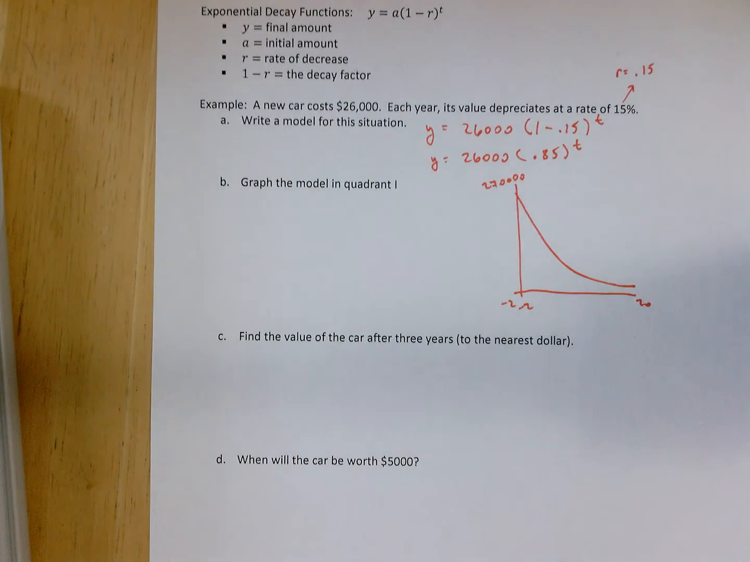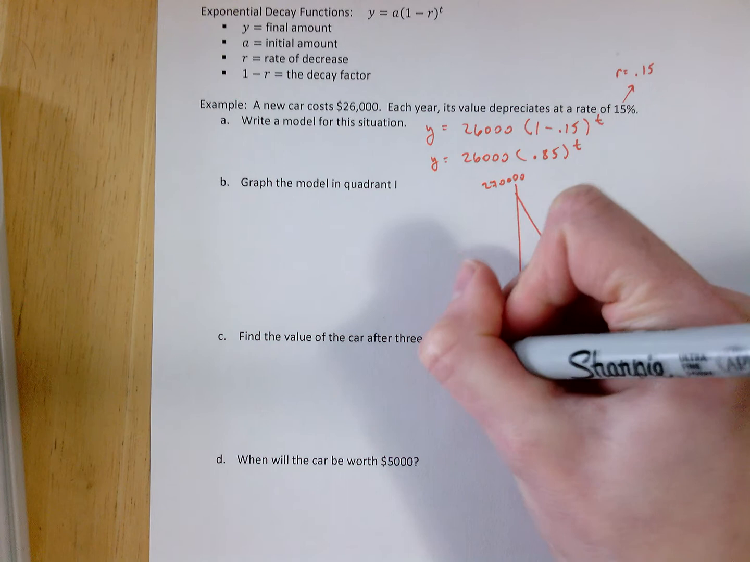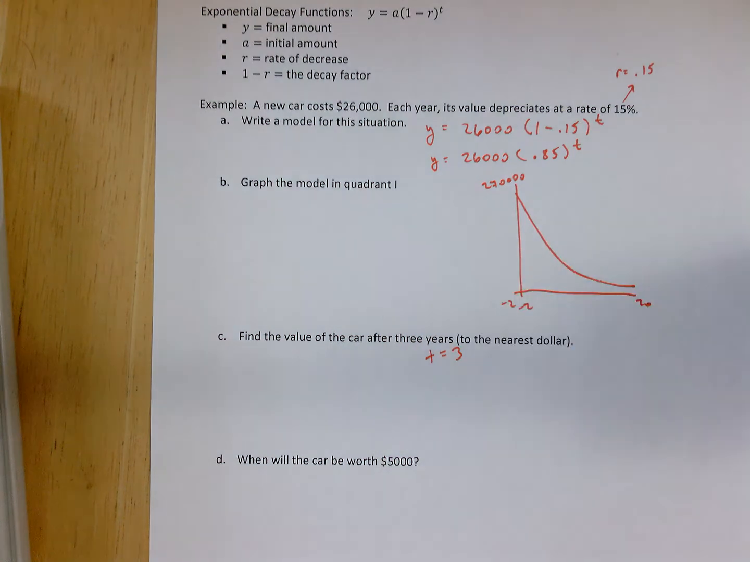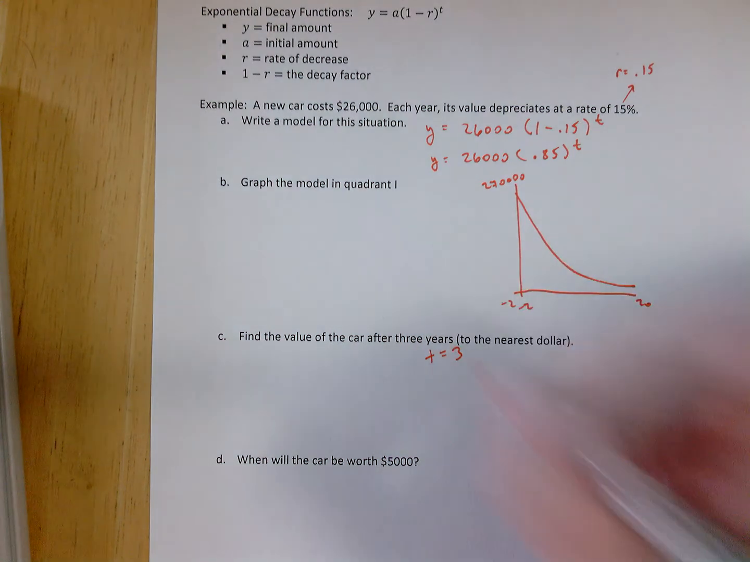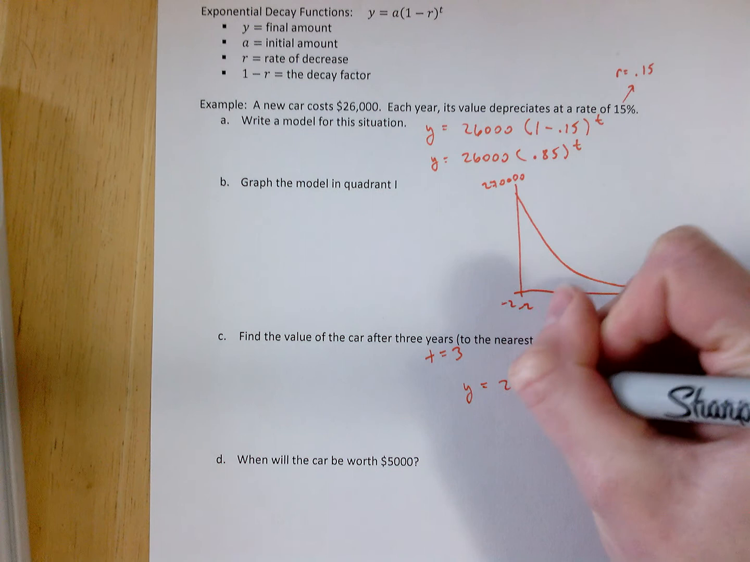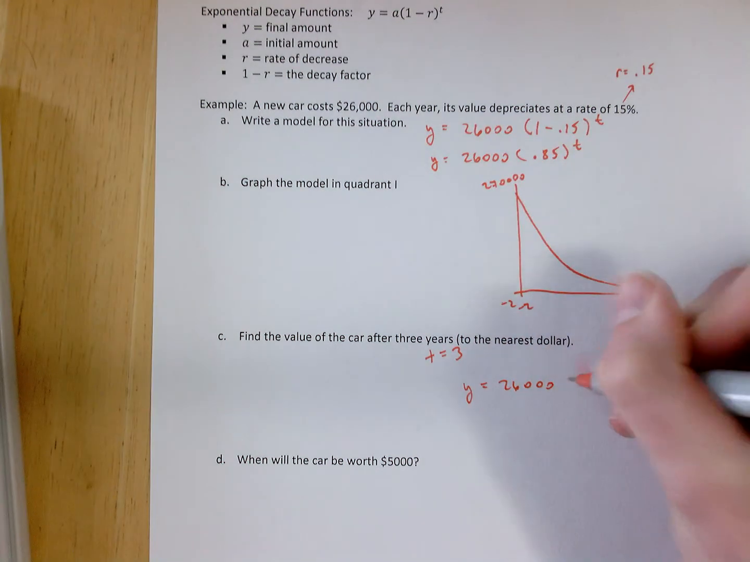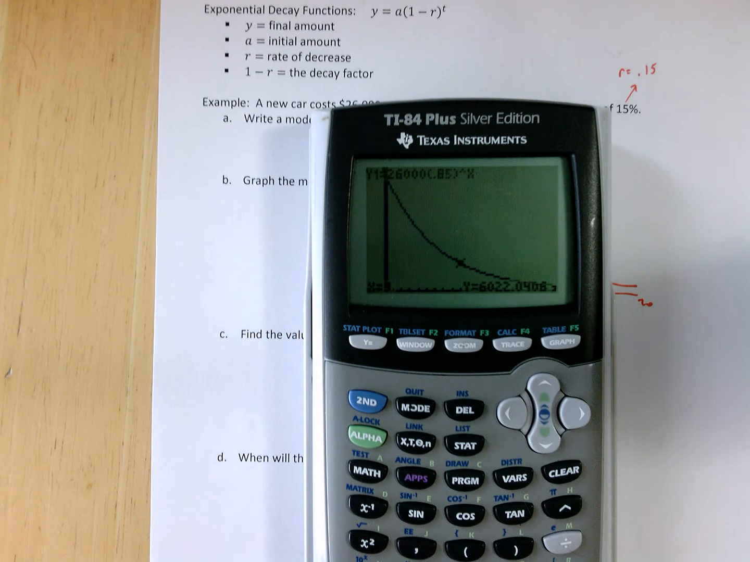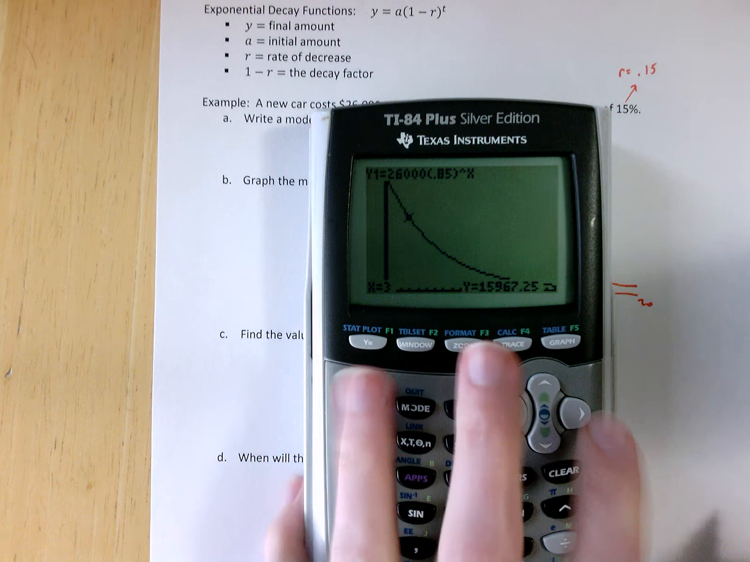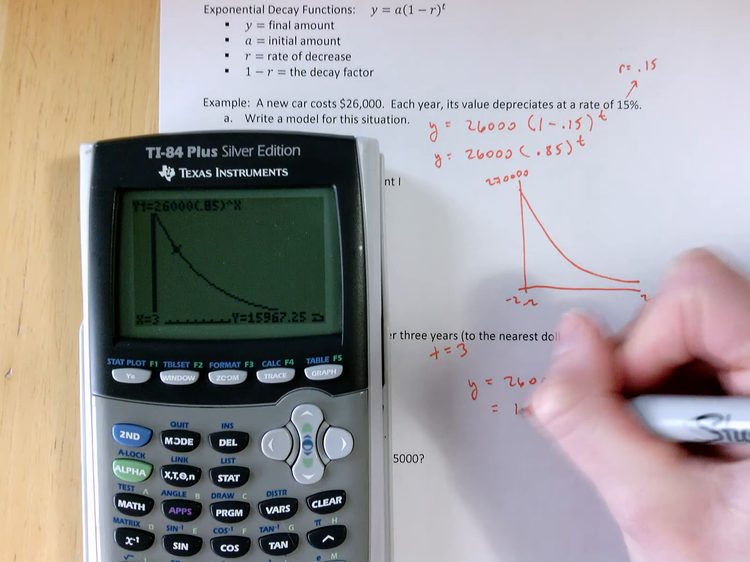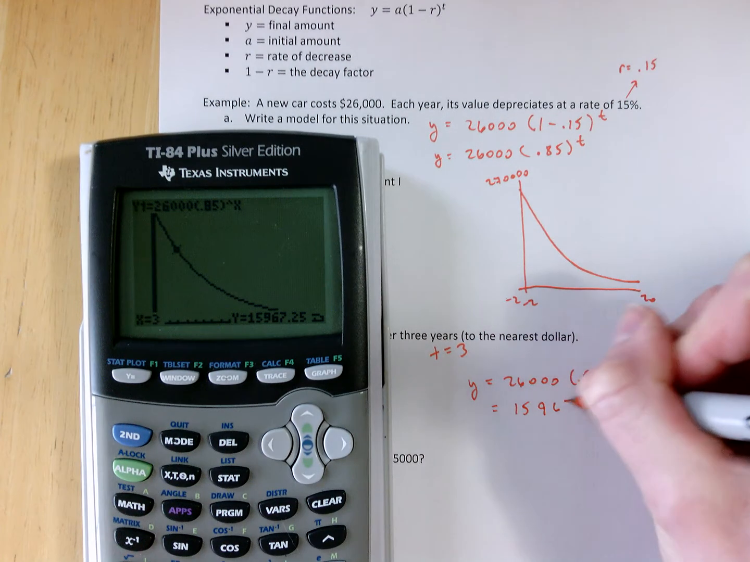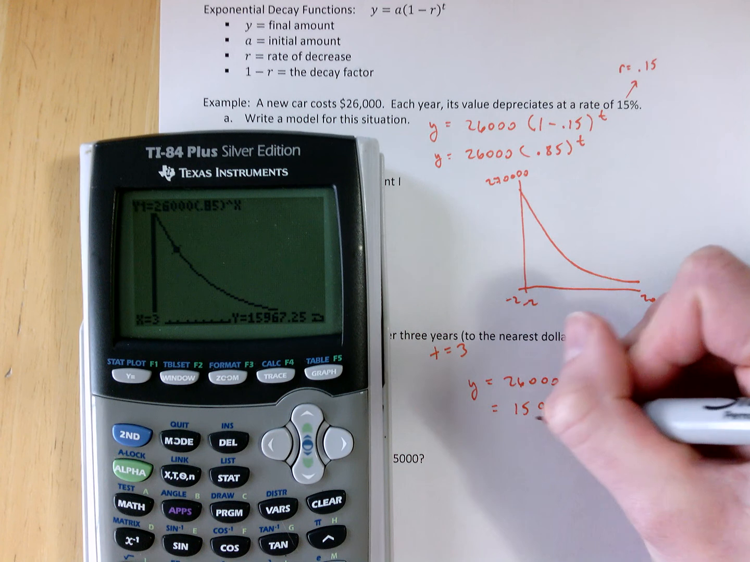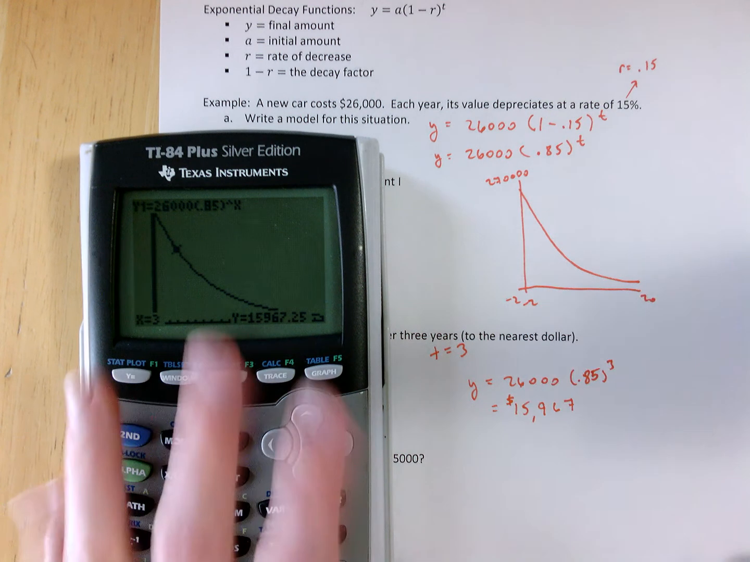All right, so the next question, we're going to find the value of the car after 3 years to the nearest dollar. So that's where t is 3. And again, if I hadn't already graphed this, I would have put this into the equation and used that in my calculator. But since I did already graph it, I'm going to hit trace and type 3 and hit enter. And there you go, it spits the number out for me. So that is $15,967 to the nearest dollar.